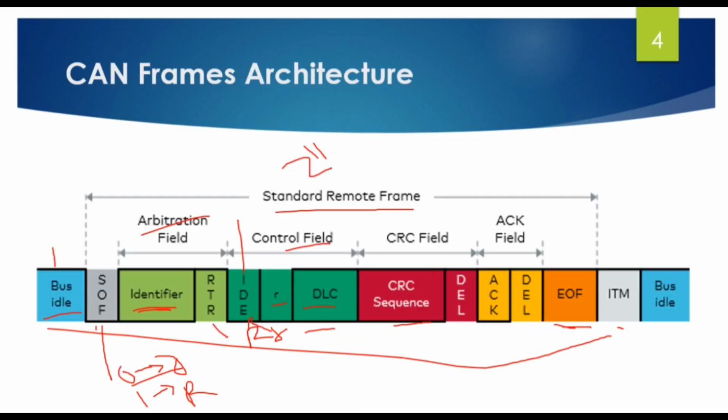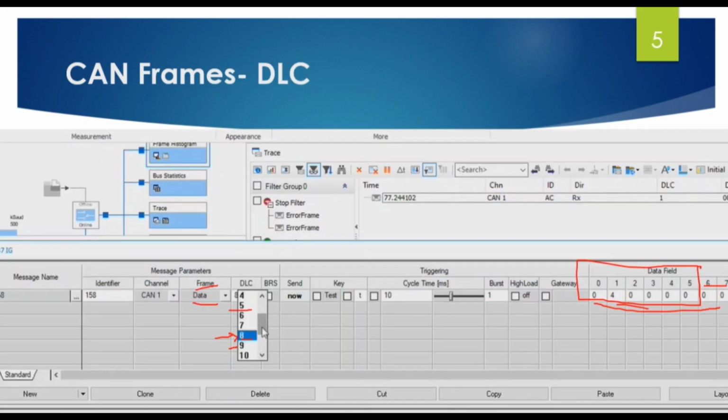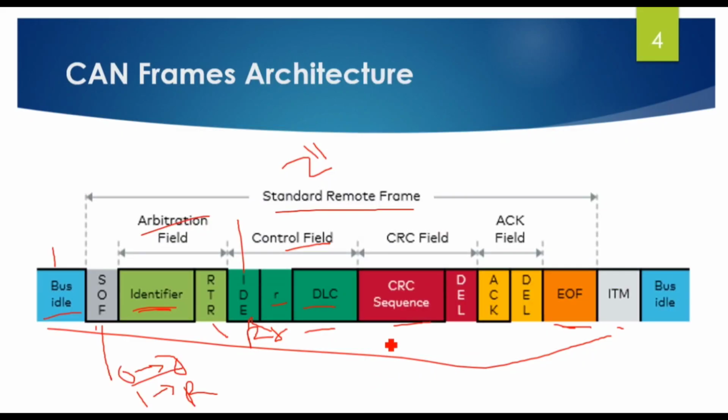Following the DLC is the actual data field, which contains the data bytes specified by the DLC. The data field can contain a maximum of 8 bytes and a minimum of 0 bytes. Okay, and the next one is the CRC field.